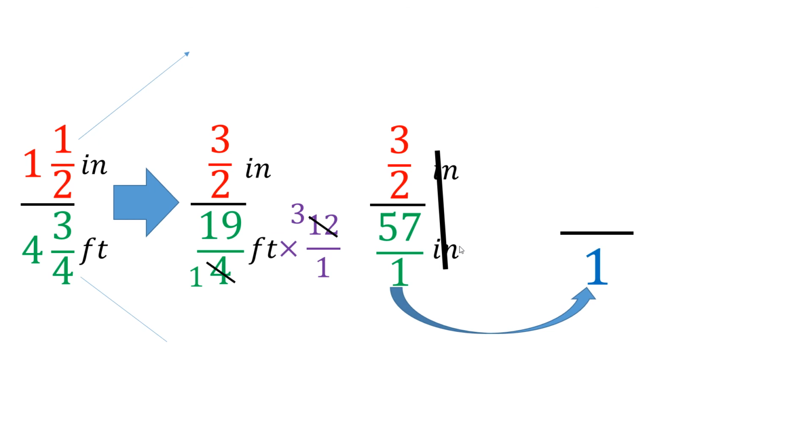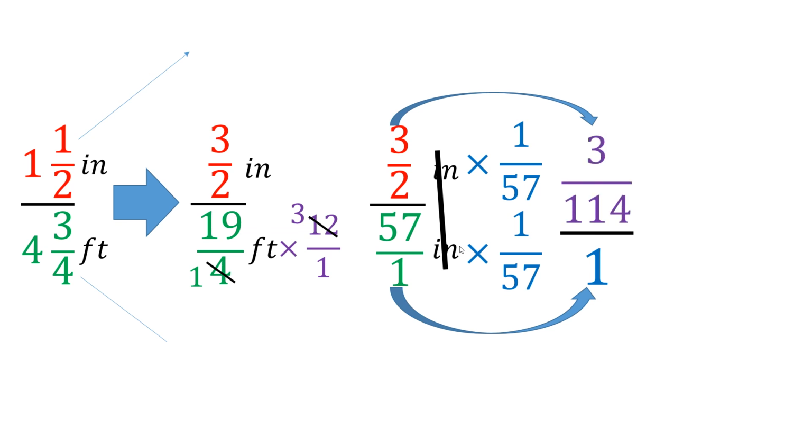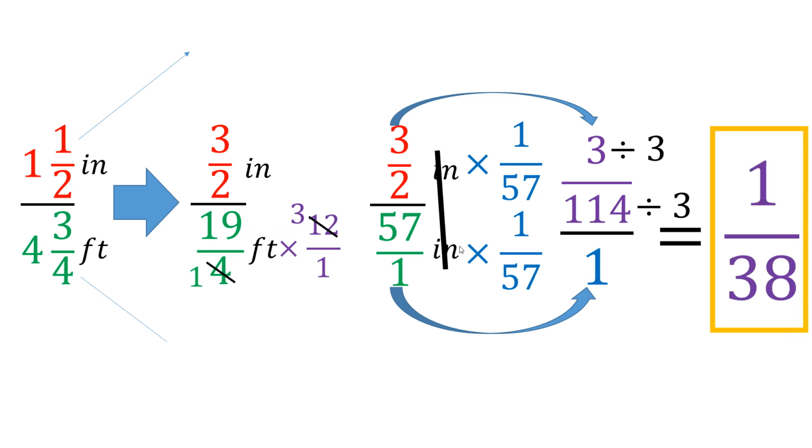So to get rid of this complex fraction, we need to multiply by the reciprocal, and we'll get 3/114. This can be divided by 3, and we'll get 1/38.